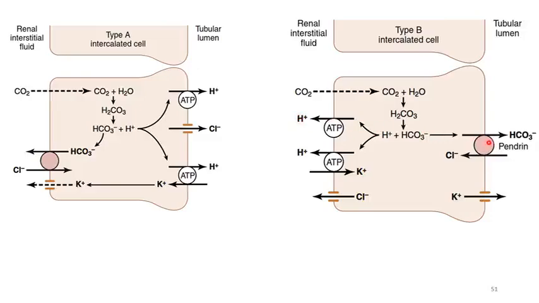This secretion of bicarbonate in the luminal membrane is paired with the reabsorption of chloride by an exchanger known as pendrin. During alkalosis, the activity of this type of cells, type B intercalated cells, is increased. And also these cells pair reabsorption of hydrogen ion with secretion of potassium.